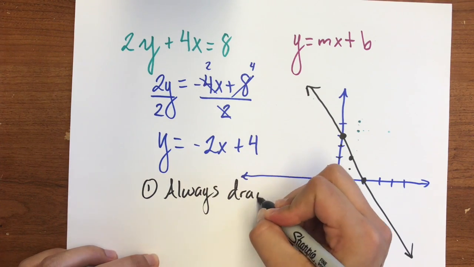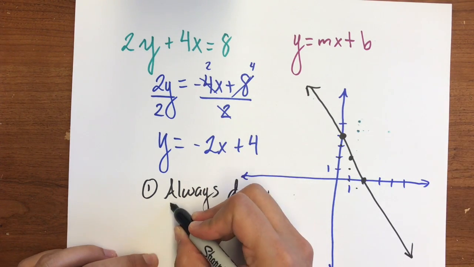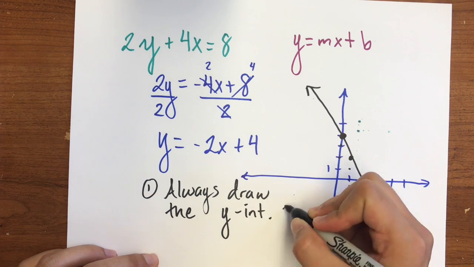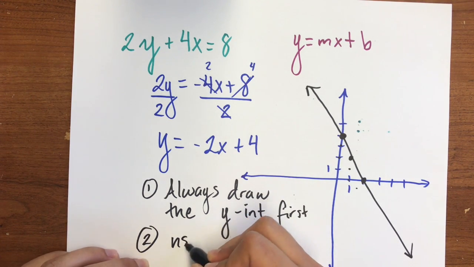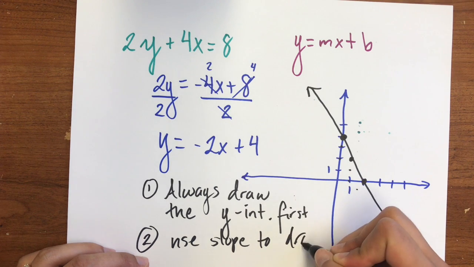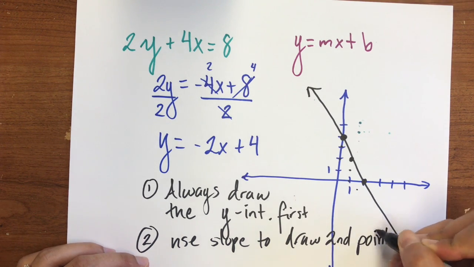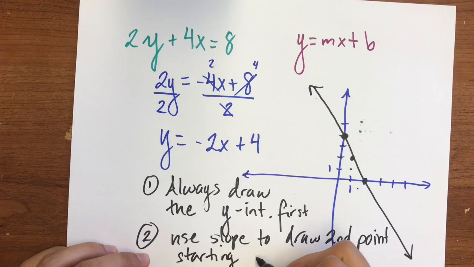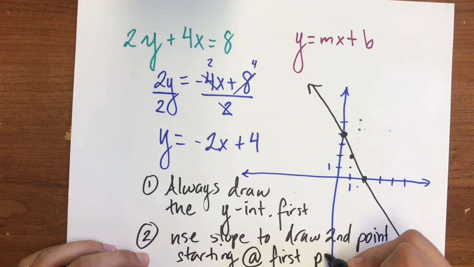So the first step to graphing a line is to always draw the y-intercept first. Okay, so that's your first point. And then the second point is you use the slope to draw a second point, right? So you use the rise over run, starting from the first point that you've drawn, and draw the second point.